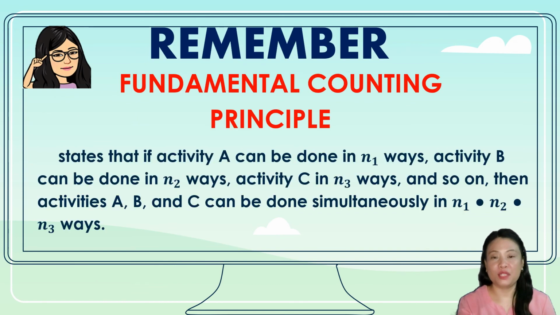Remember, fundamental counting principle states that if activity A can be done in n sub 1 ways, activity B can be done in n sub 2 ways, activity C in n sub 3 ways, and so on, then activities A, B, and C can be done simultaneously in n sub 1 times n sub 2 times n sub 3 ways.